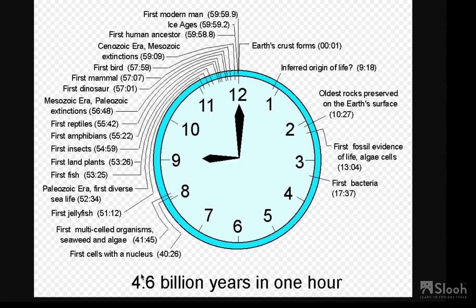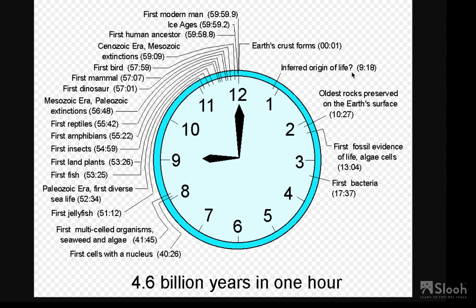So our Earth is 4.6 billion years old. Our solar system is 4.6 billion years old. And so Earth formed just a couple 100 million years after the sun. So we really just round it all to the same 4.5 billion years. If we put this 4.6 billion years into 1 hour on the clock, Earth's crust finally forms at minute 1.